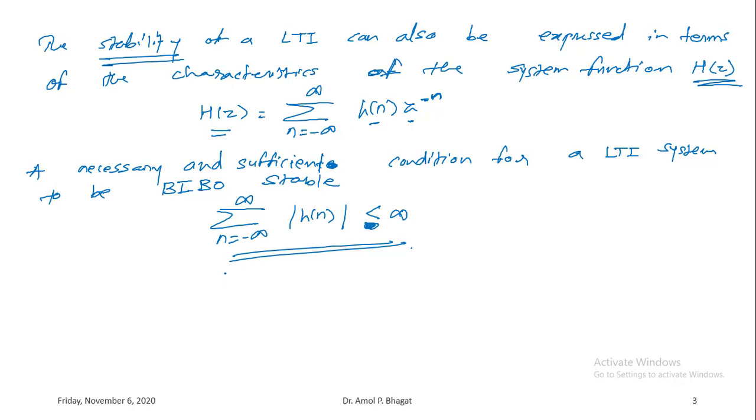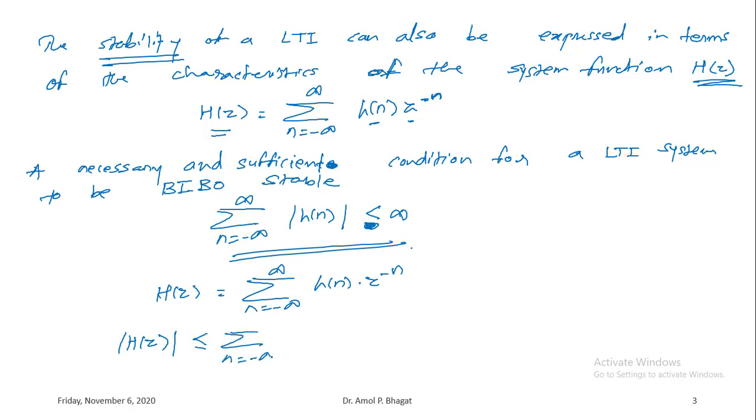So if you are using this condition, it implies that H(z) must contain the unit circle within its ROC. So how is that possible? H(z) equals the summation over n from minus infinity to infinity of h(n) z^(-n), correct? So it follows that the magnitude of H(z) should be less than or equal to the summation over n from minus infinity to infinity of the magnitude of the sequence times z^(-n), right?